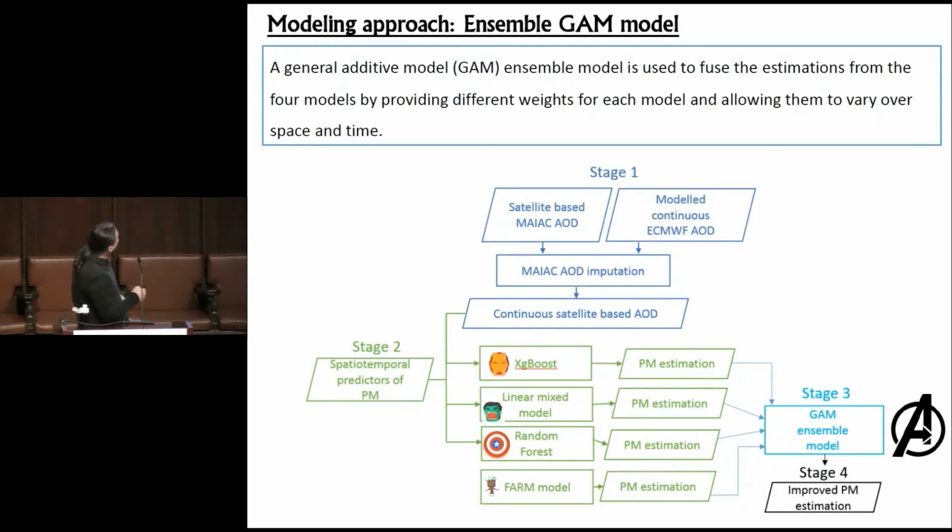And after we imputed this continuous surface, we took the predictions, ran an XGBoost model to get predictions, ran the linear mixed effect model to get predictions, ran the random forest to get predictions, and the CTM model, and then put this in a GAM. The reason that we ensemble through a GAM is that we can have the predictions vary both over space and time. So, like the Avengers, each model kind of contributes, and then the overall prediction should be better.